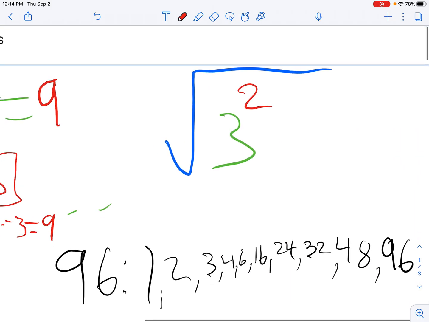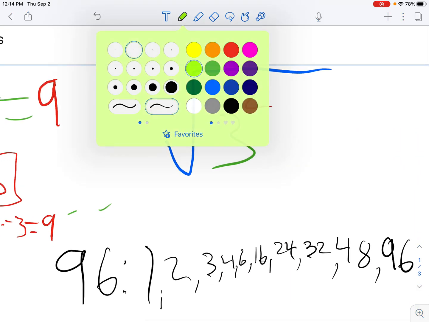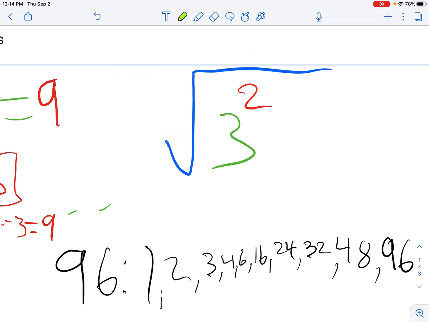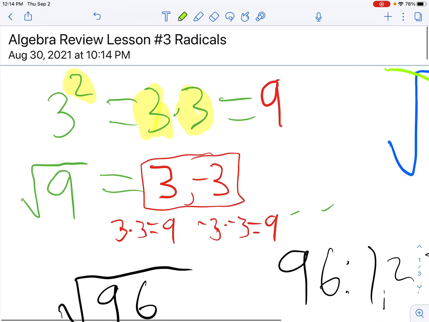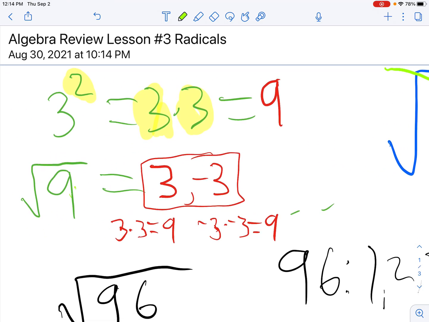Here's an example. Squares and square roots are related to each other. When you take the square root of a squared number, it basically cancels out, so all you're left with is 3. And that was the answer we got over here.